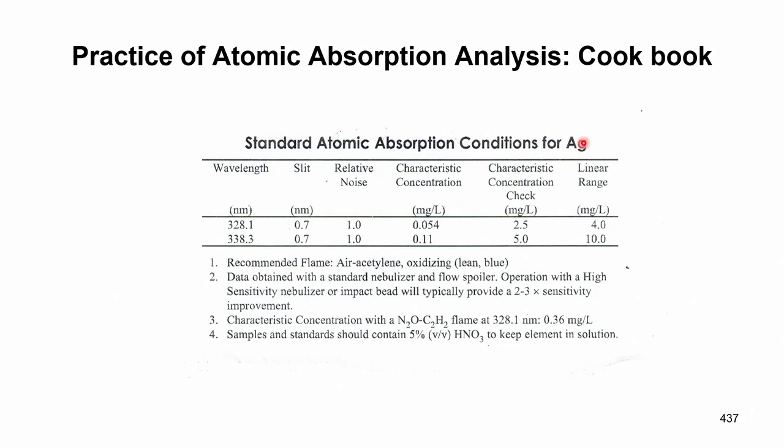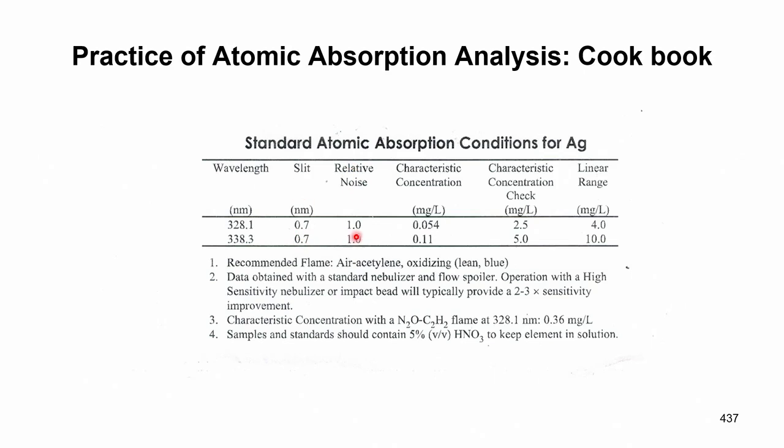So, this is for silver. The moment you look at it, you will know the wavelength is 328. There are two resonance lines for the determination of silver, 328.1 and 338.3, and the optimum slit width, that is the mechanical slit width through which the hollow cathode lamp radiation should pass.